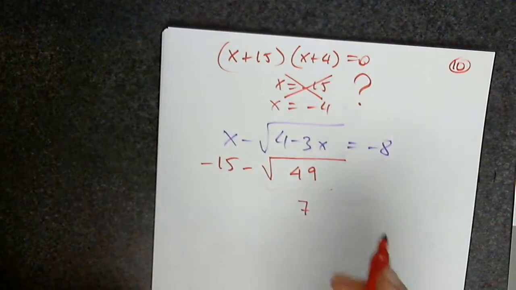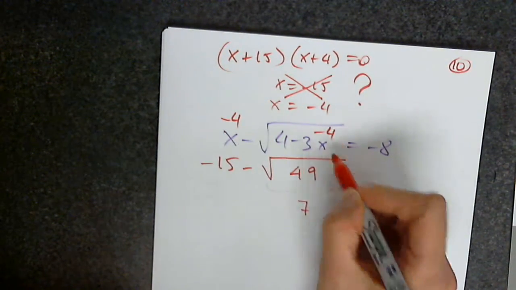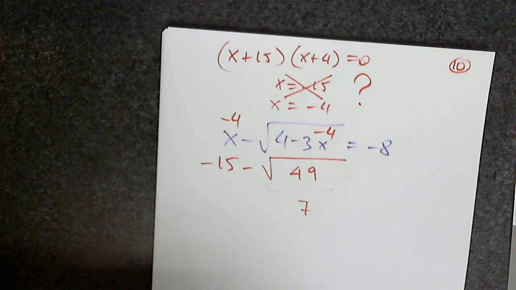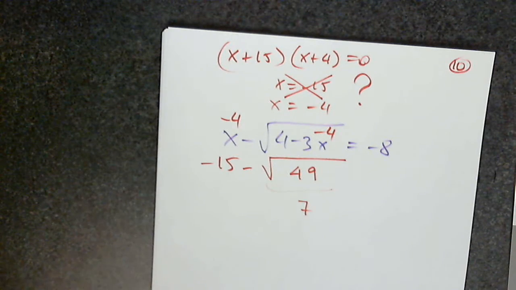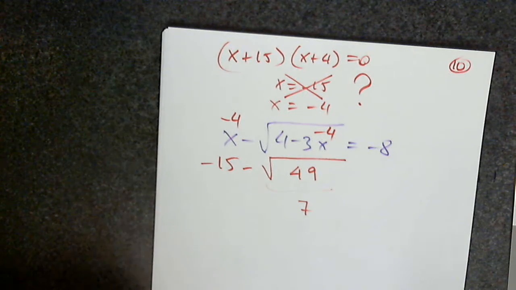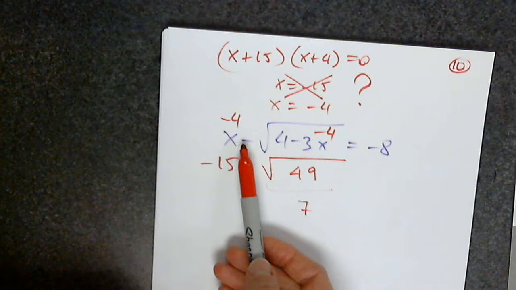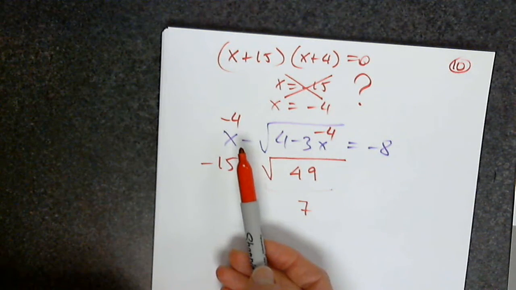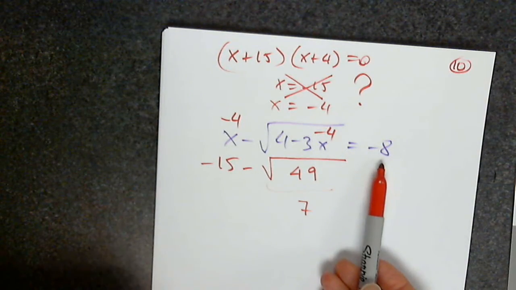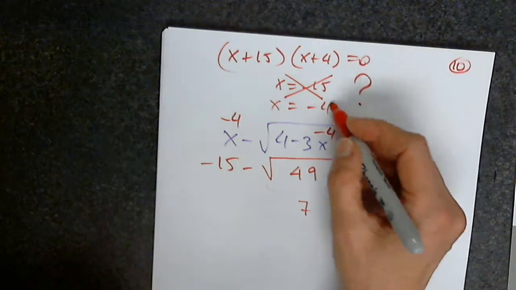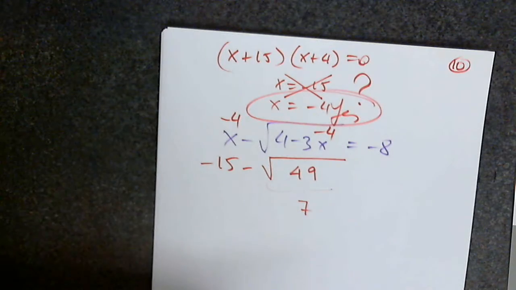Okay, now we are trying for negative 4. Negative 3 times negative 4 is 12. 12 plus 4 is 16. The square root of 16 is 4, with minus in front. Negative 4 minus 4 is negative 8. Yes. And that is the only solution.